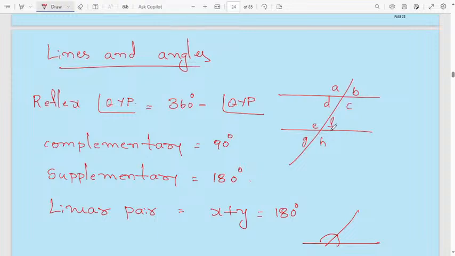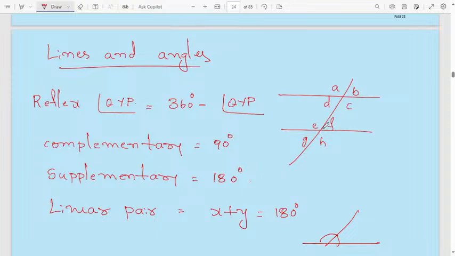Okay, then C plus E. These are interior angles. Even C and F are also interior angles. Then corresponding angles are B plus F. B is equal to F, corresponding angles.